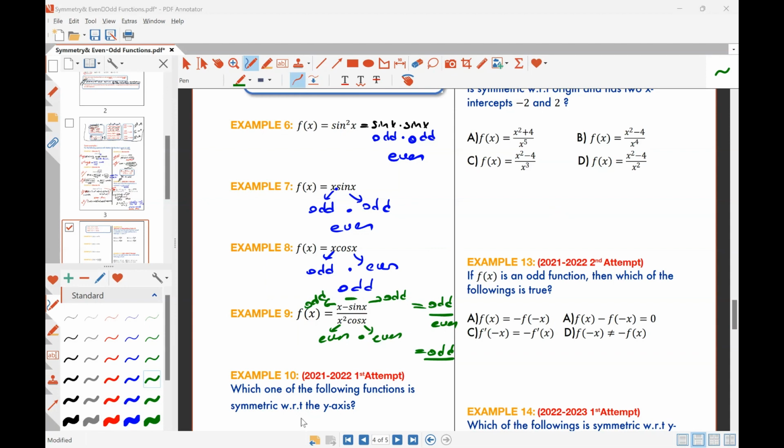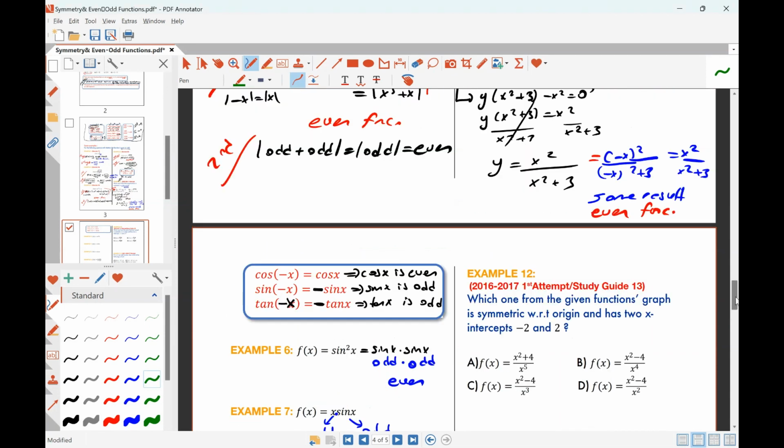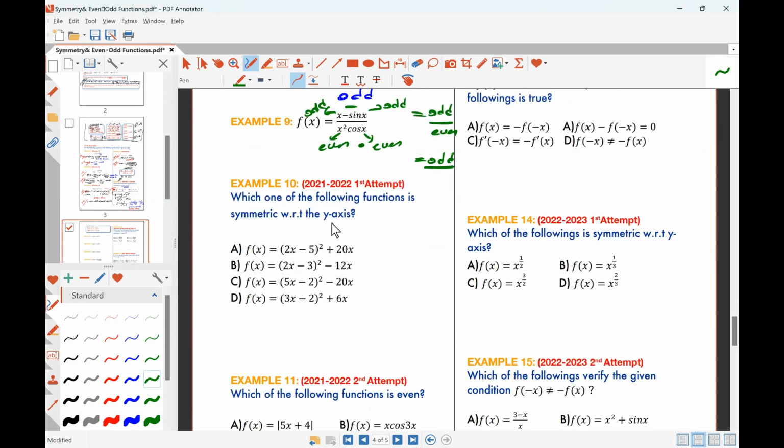Okay, let's move on with a ministry question. Ministry exam question 2022 first attempt. Which one is symmetric with respect to y-axis? Which one is even? We are going to solve each option one by one. Just because we have an even exponent here doesn't mean that the whole expression is even.